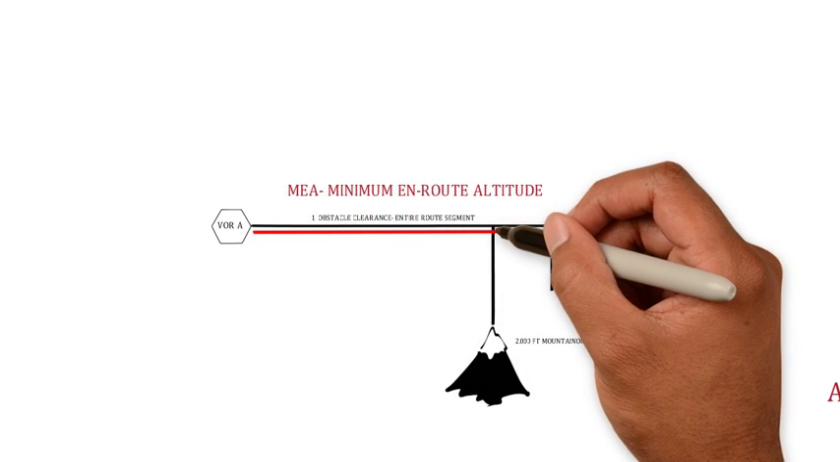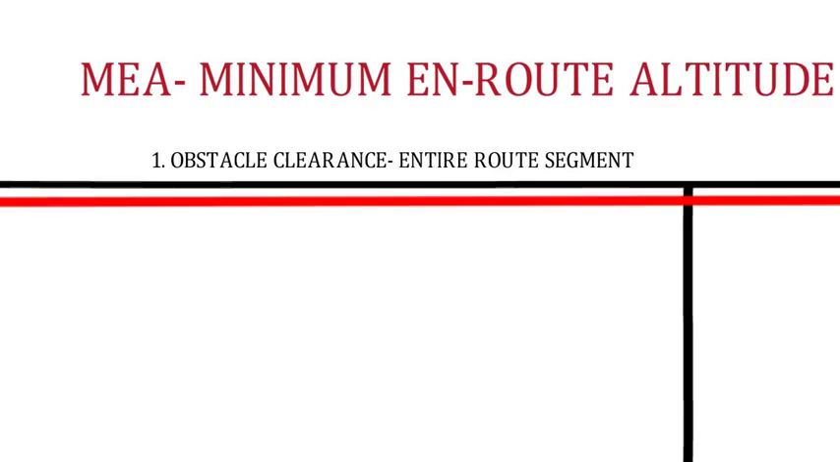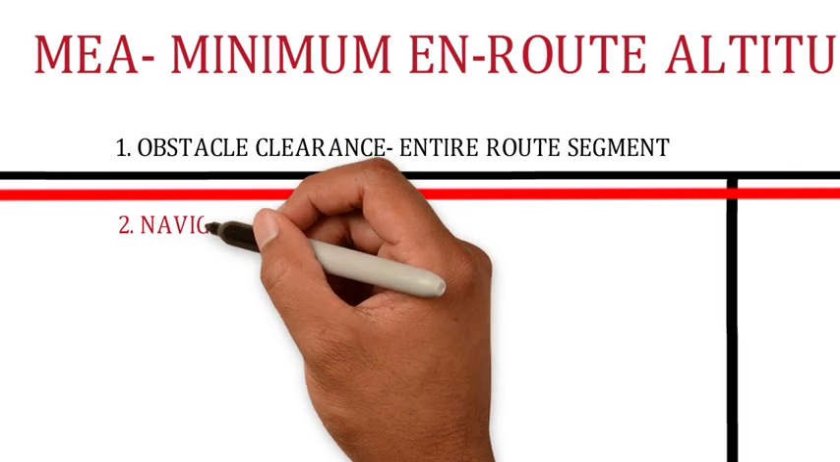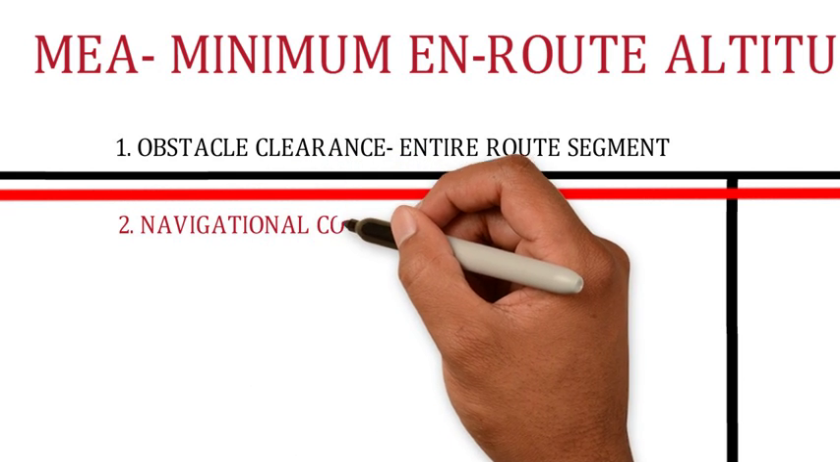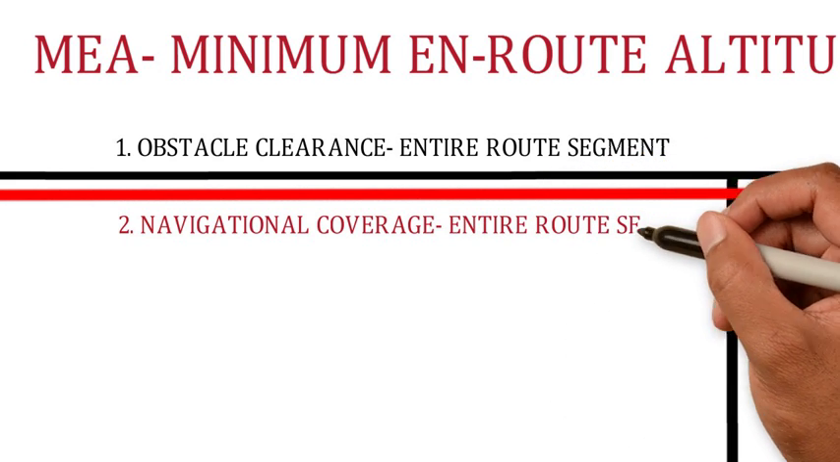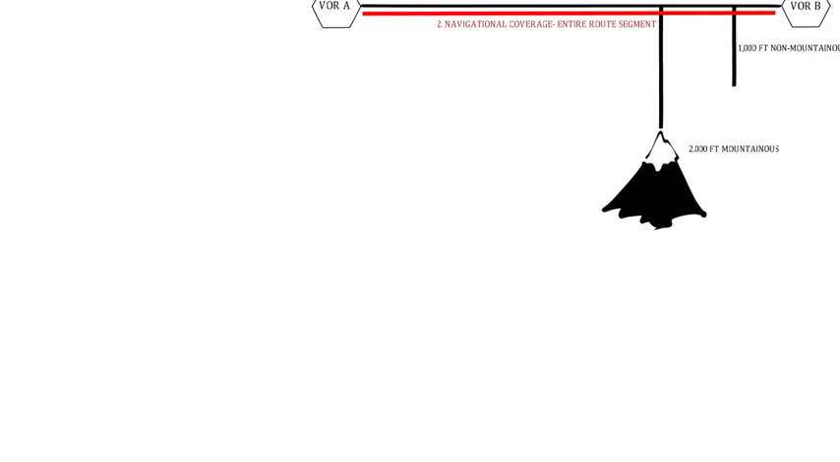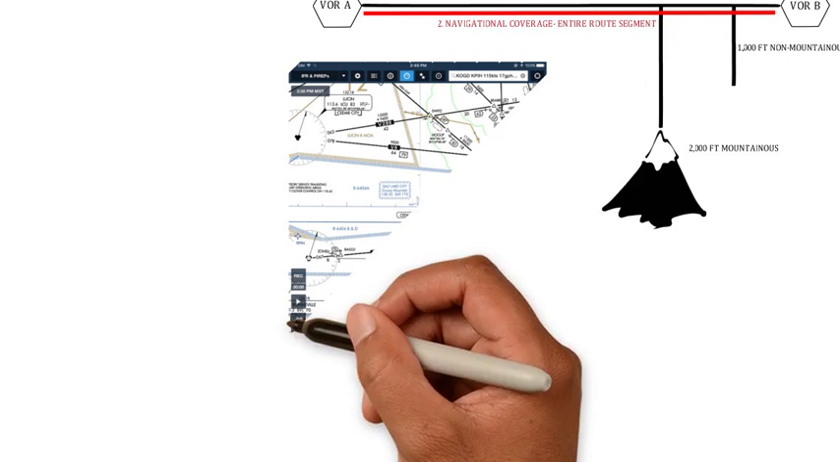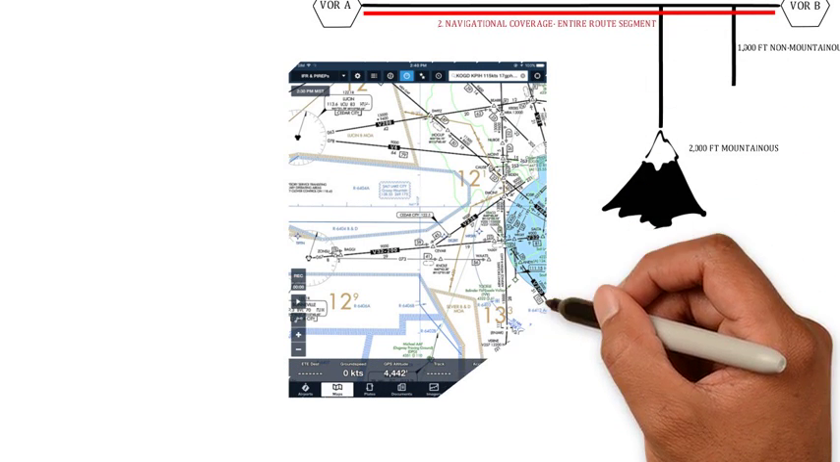The second thing that an MEA gives us is navigational coverage for the entire route segment, meaning that you'll be able to pick up the VOR that you need to track throughout the entire segment of the route. You'll always have that navigational coverage.